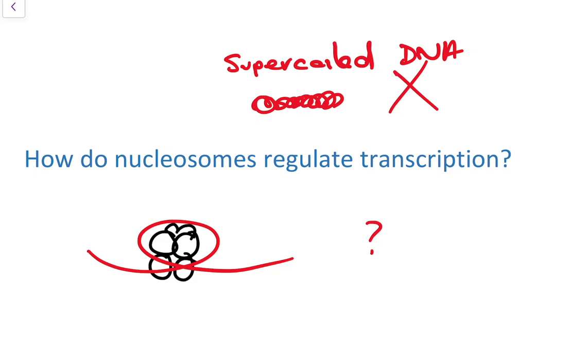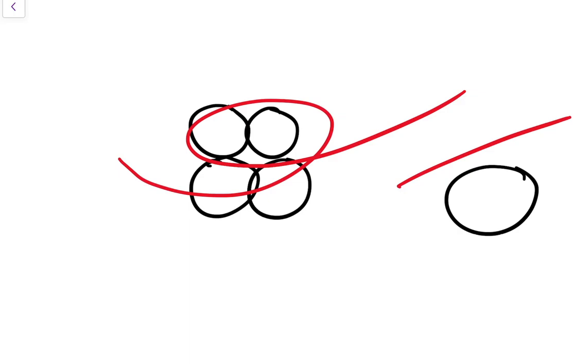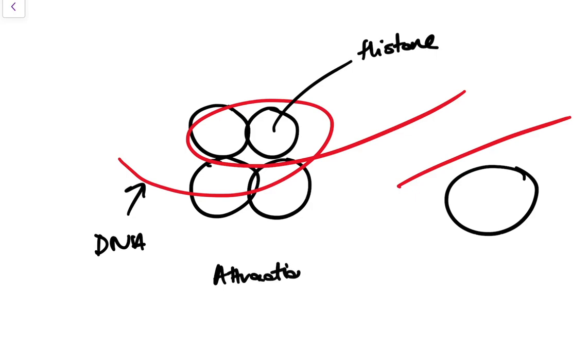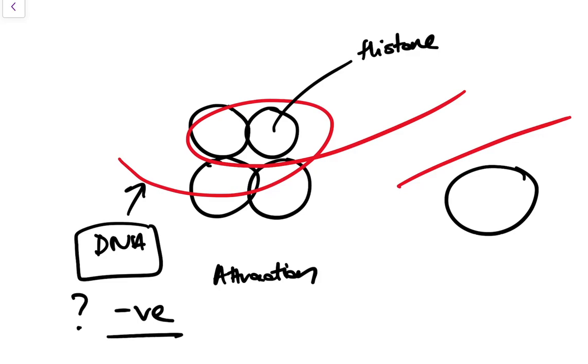If the DNA is more loosely associated with nucleosomes, we might get increased transcription. So what makes the DNA associate with the histone protein at all? Well, they must have an attraction. They associate because there's an attraction. What charge does DNA have? Well, DNA has the sugar phosphate backbone, and the phosphate is negatively charged. So DNA overall has this negative charge.